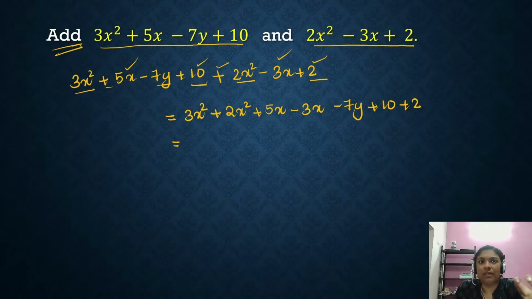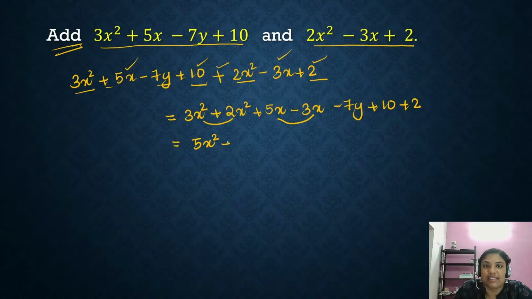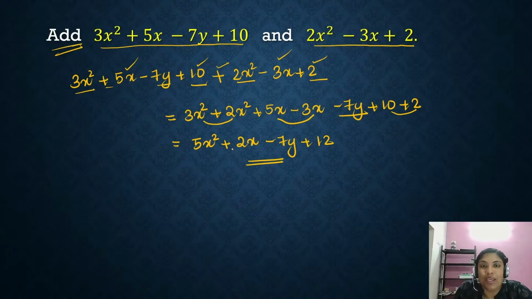We have picked out the like terms and written them together. So 3x square plus 2x square. How many x squares are here? 5x square. Next one, 5x and 3x. Yes, 5 minus 3, 2, then x. Now only one y term is present, so we can write it as it is. Now 10 plus 2, yes, 12. So the sum is 5x square plus 2x minus 7y plus 12.